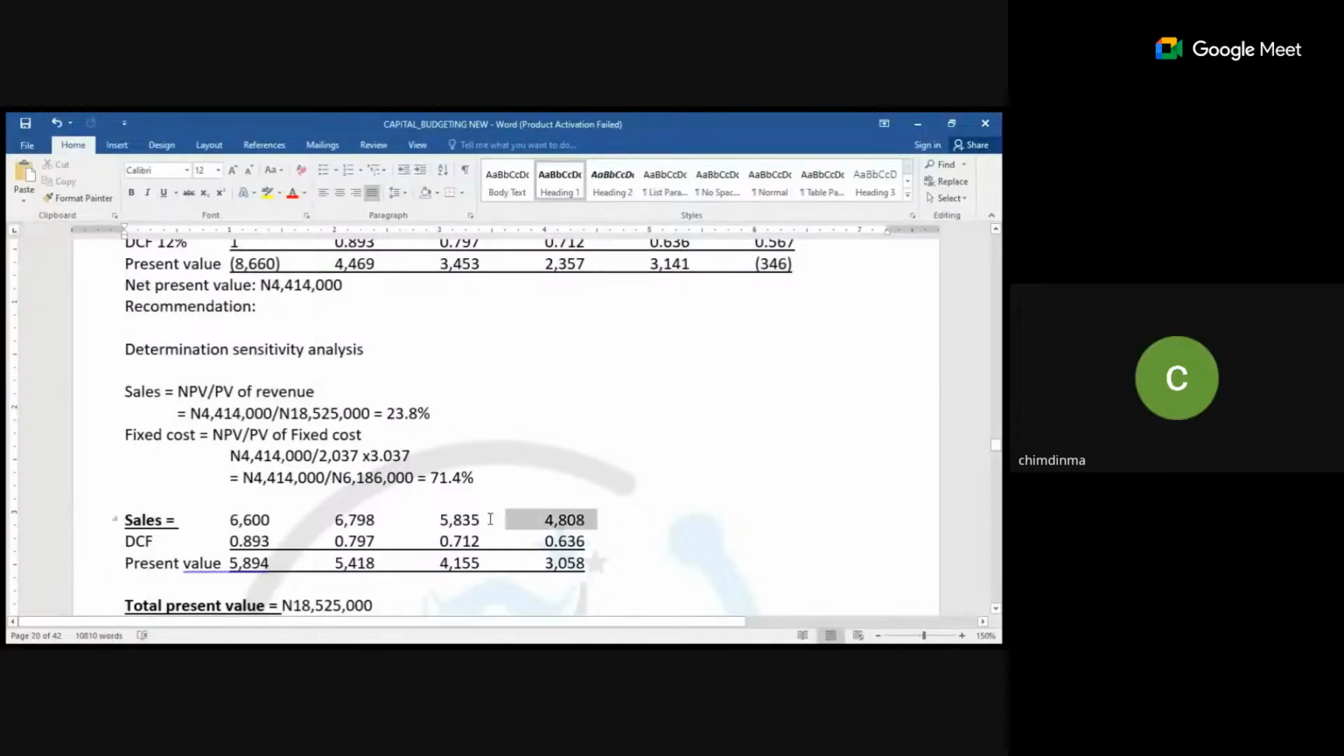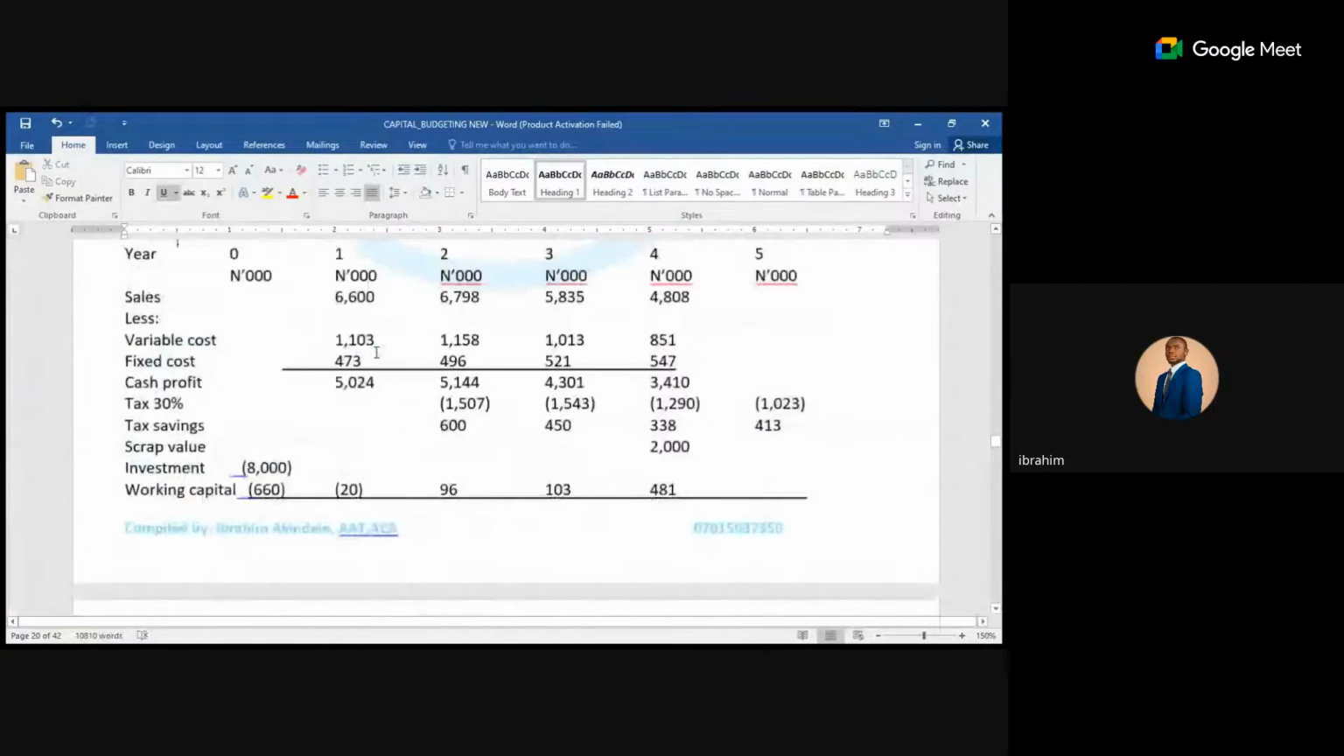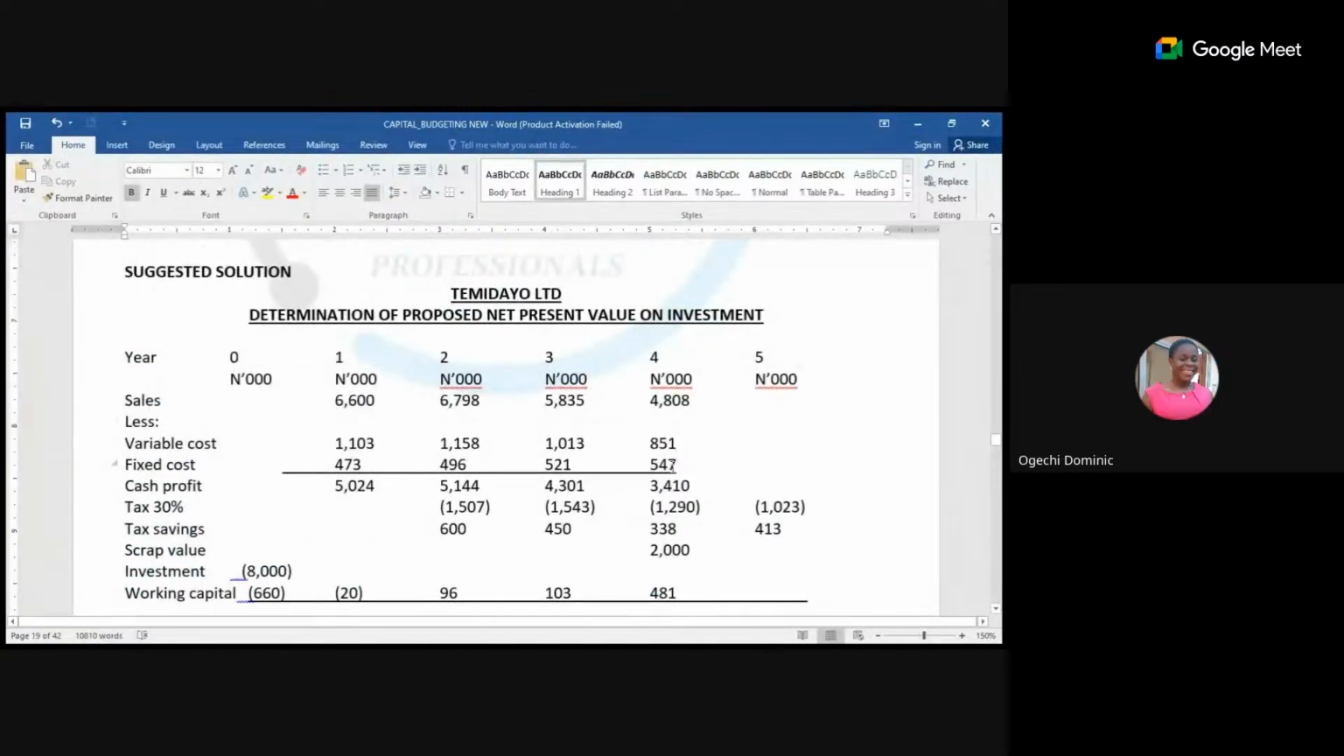Do you understand how we get these sales? The same approach. Use the same approach. I mean the total. This is the total. Add 473, 496, 523, 547. Add it. What do you have? You have that figure now.